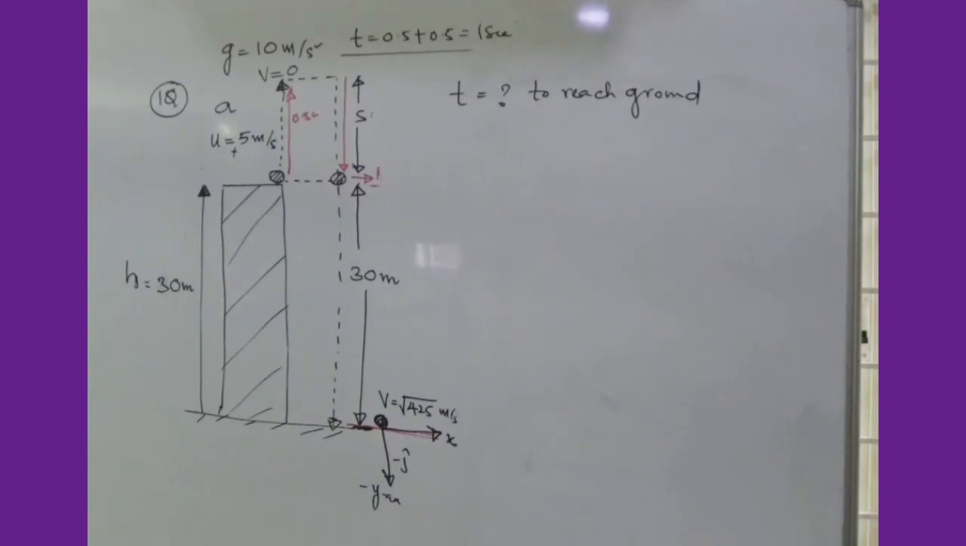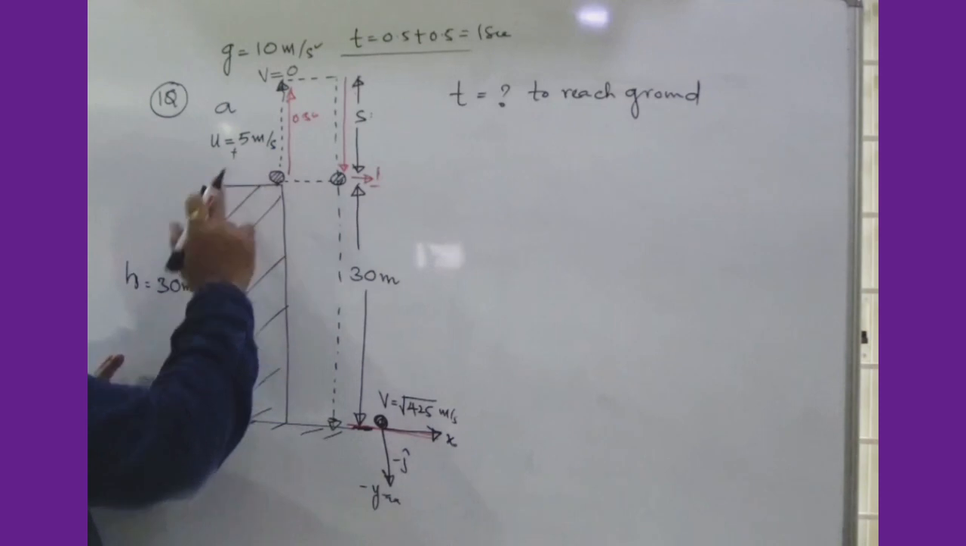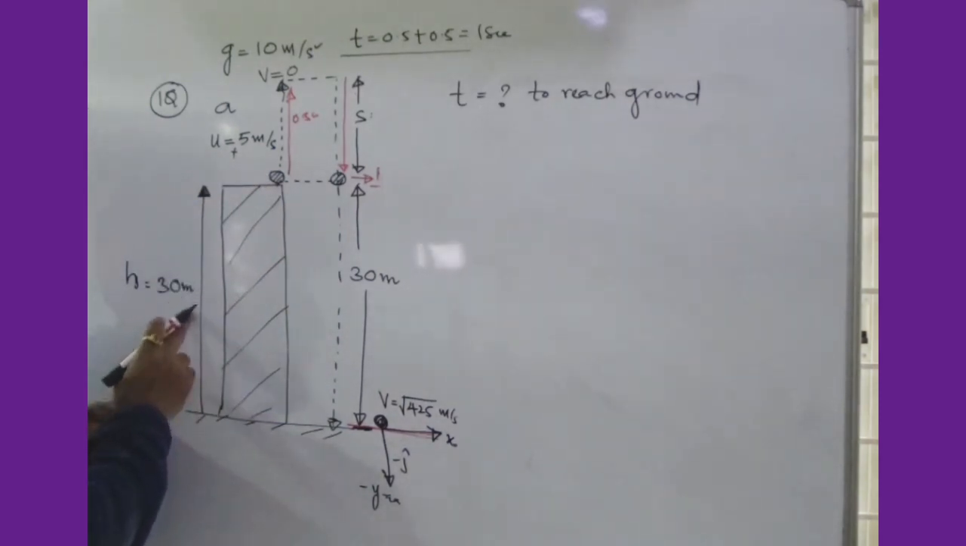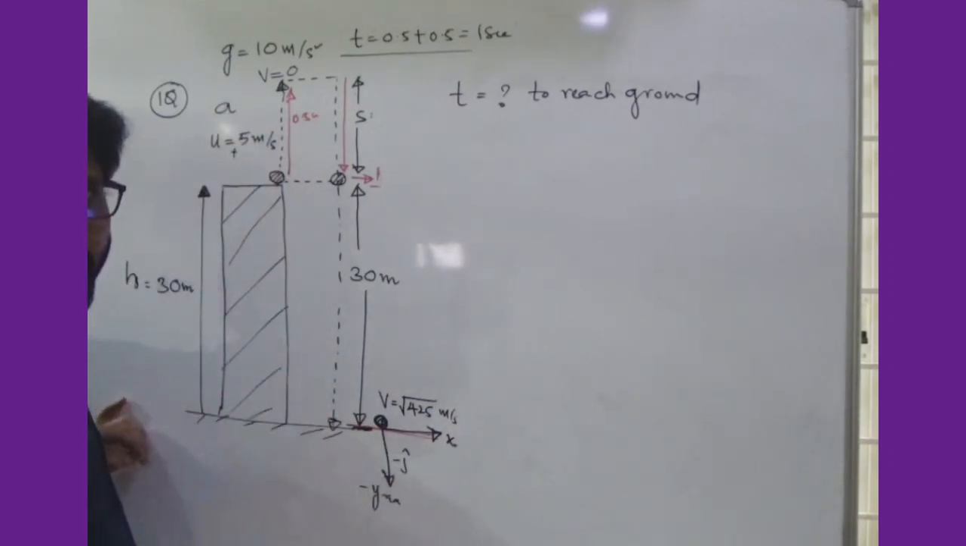Fine. Now you can see here. A body is projected with initial velocity 5 meter per second, and the height of the tower from which it is projected is 30 meters. And what is the time taken to reach the ground? That is the question.